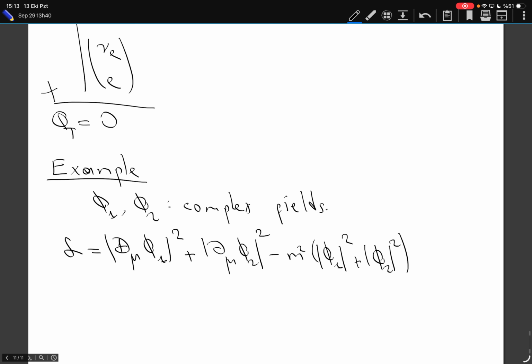I mean, you can also add the potential term if you like. But the potential term, I will also assume that it is not a function of phi 1 and phi 2 separately, but rather it's a function of phi 1 squared plus phi 2 squared. Well, if you just look at it, it looks like the case where phi 1 and phi 2 were real fields. But this time, phi 1 and phi 2 are not real fields, but they are themselves complex fields.